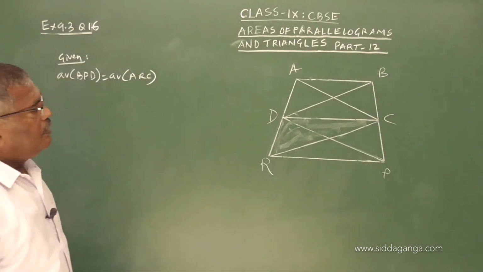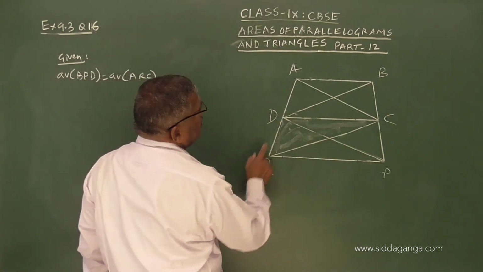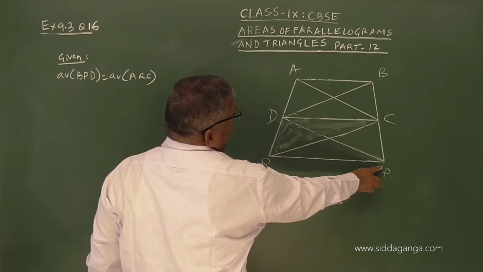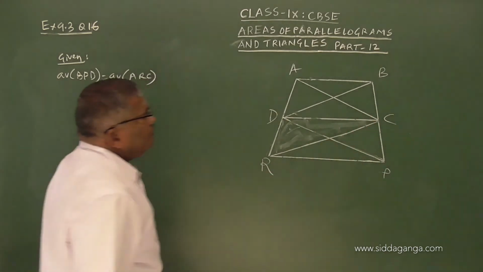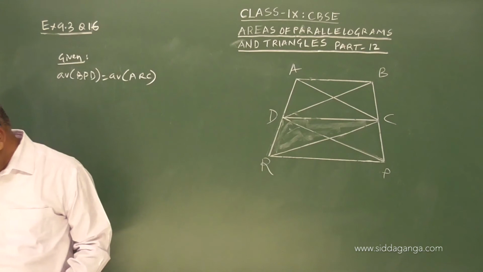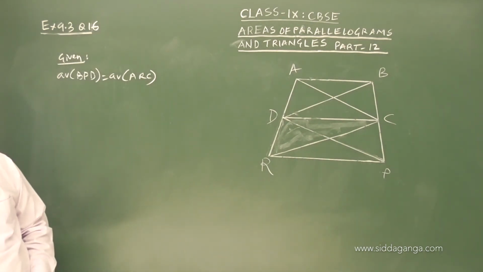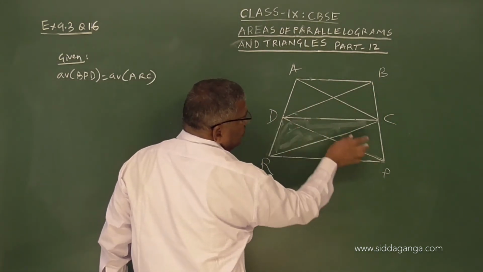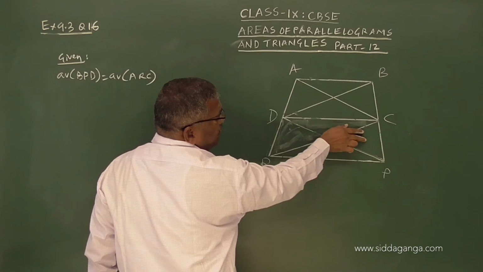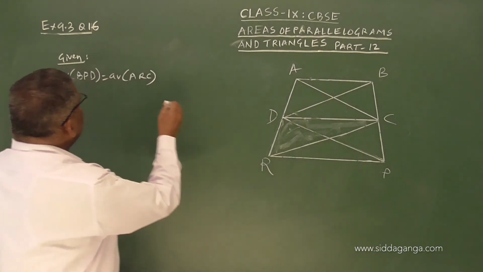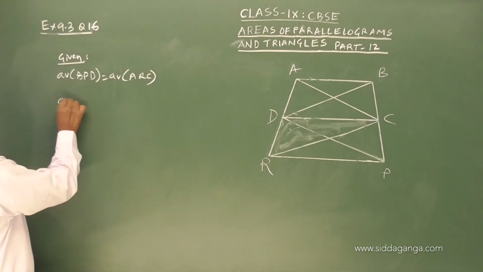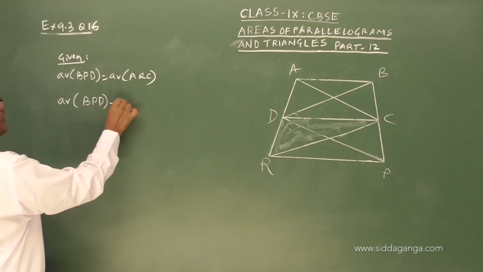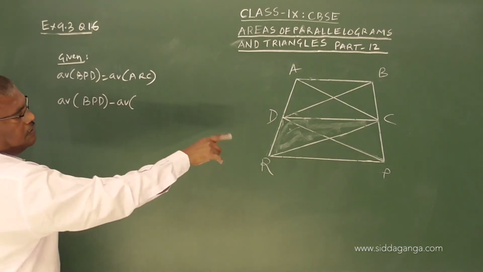Now, observe this figure BDP. So, in this BDP, observe here, you construct this lower triangle DPC and subtract it. So, area BPD minus area DPC.